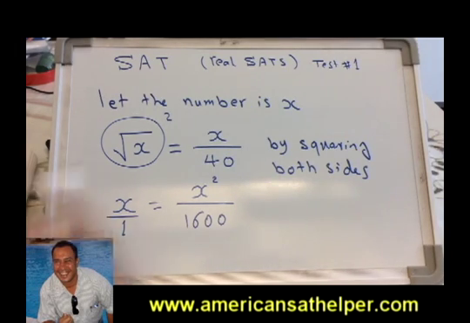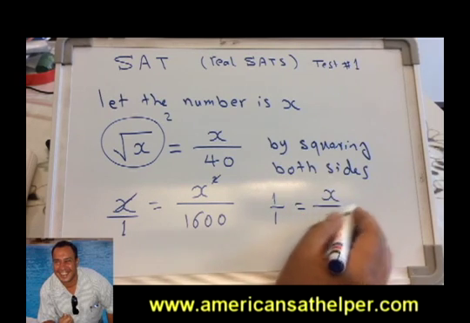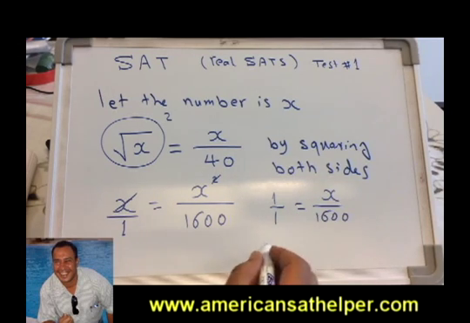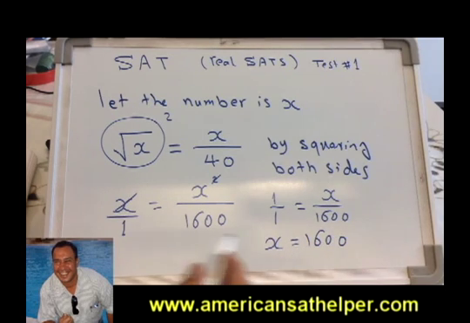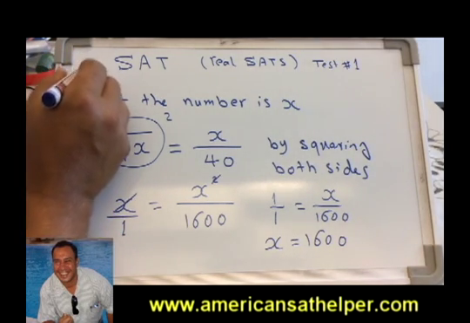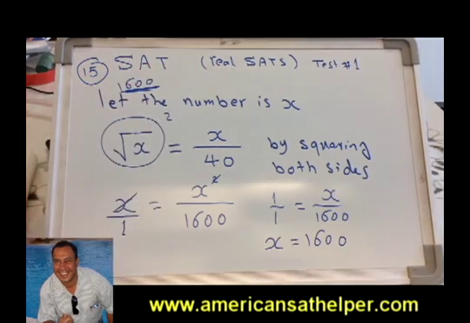You can see that one x will cancel another x by dividing both sides by x. And finally you'll get 1 over 1 equals x over 1600. Using cross multiplication, 1 times 1600 equals x times 1, so x equals 1600. So the correct answer will be 1600. This is problem number 15. The answer is 1600.